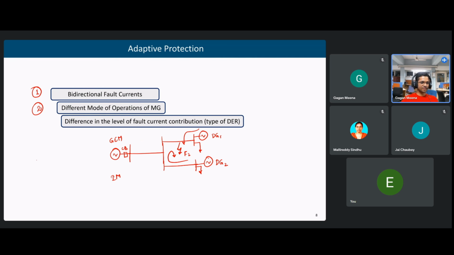But if we go with the traditional conventional methods where we have fixed relay settings, then we may have problems, because these DGs also have a limit on the fault current. For inverter based DG, as we have discussed, it is 2 per unit, and for synchronous based DGs it is around 5 per unit.